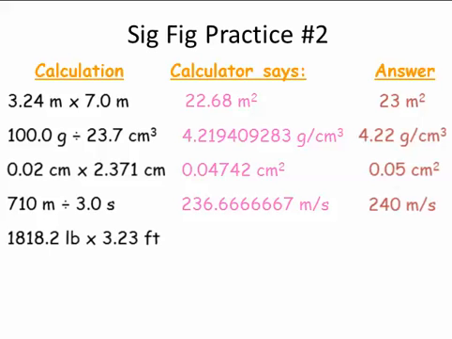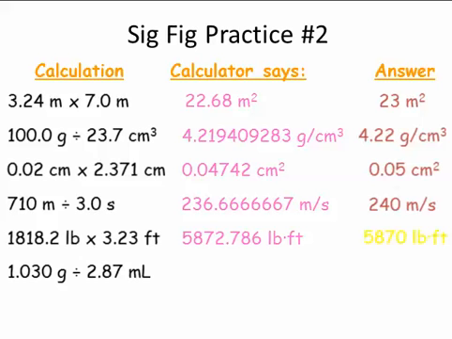And your notes has some examples of rounding if you need some more practice. All right, let's do one last example. 1,818.2 pounds divided by 3.23 feet, 5,872. Let's look at our measurements. This has 1, 2, 3, 4, 5 sig figs. This has 1, 2, 3 sig figs. So we need 3 sig figs in our answer. So 1, 2, 3. So we got to round it off to this 7 position. The next number is a 2. So the 7 stays the same. And then this 2 becomes a 0. So 5,870 pounds per foot.